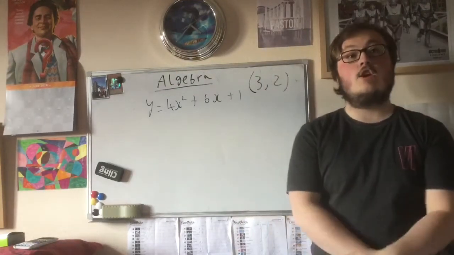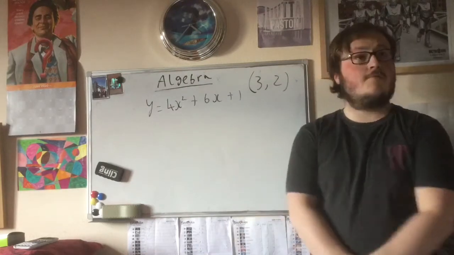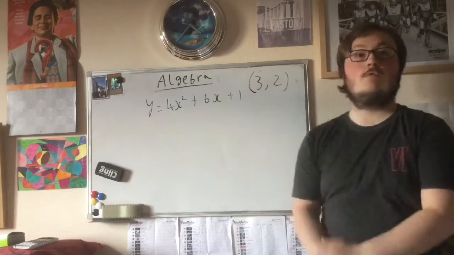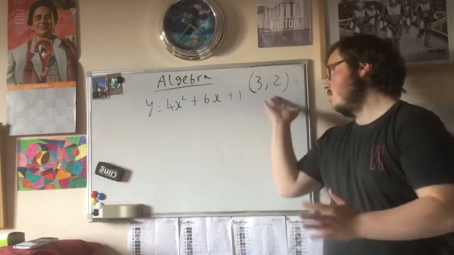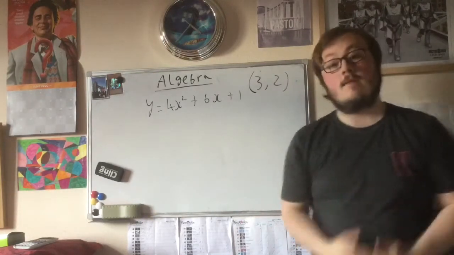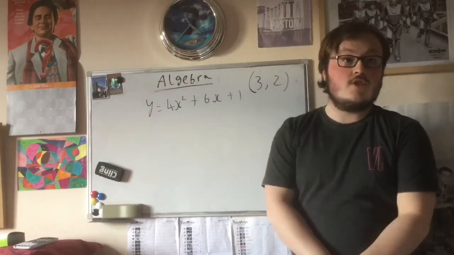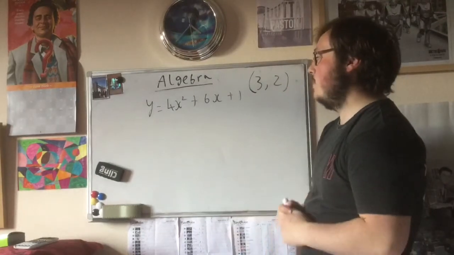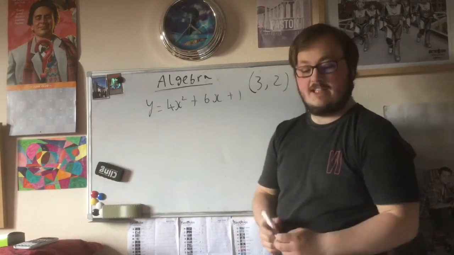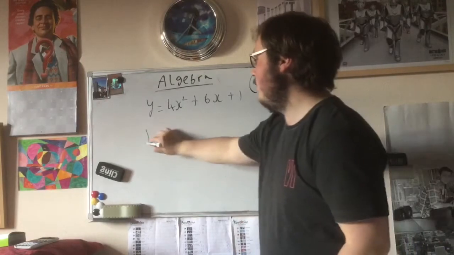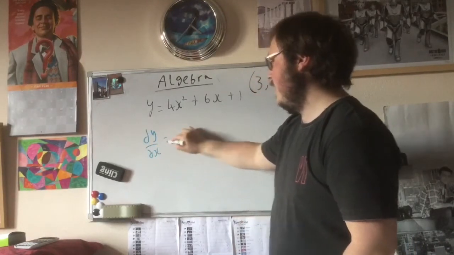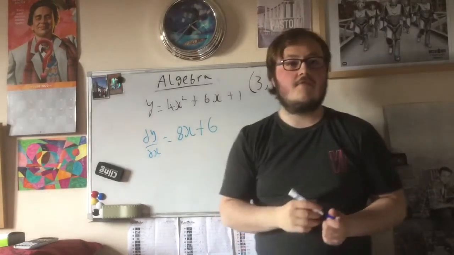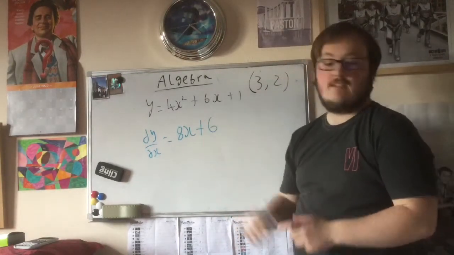Today we're actually going to be using our differentiation to find the gradient of certain lines when we know the coordinates. We'll get to this coordinate in a minute. The first thing we have to do, regardless of what the coordinate is, we have to differentiate. So let's do it. y equals 4x squared plus 6x plus 1. When we differentiate it, this would become dy over dx equals 8x plus 6. That's the differentiated version of this equation.